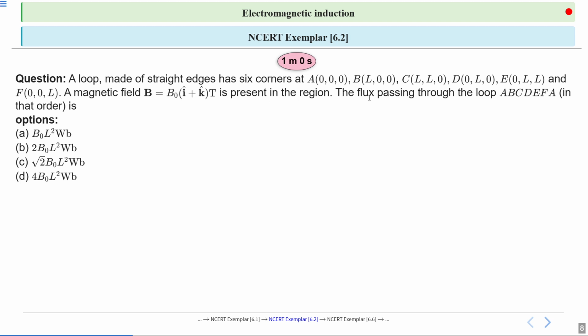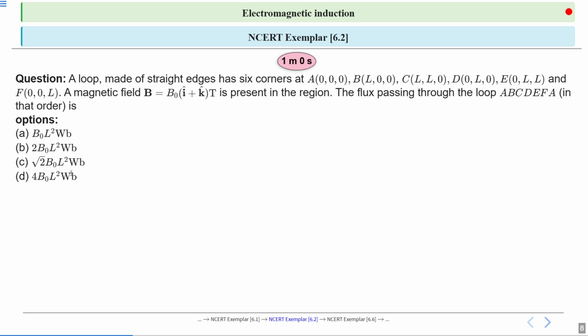We have to calculate the flux passing through the loop A, B, C, D, E, F, A, which is the whole loop, in that order. The corners of the loop and the magnetic field value are given, so you have to find the magnetic flux through the coil. The options are B naught L square Weber, 2 B naught L square Weber, root 2 B naught L square Weber, and 4 B naught L square Weber.